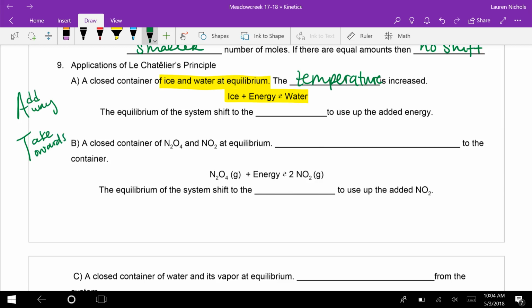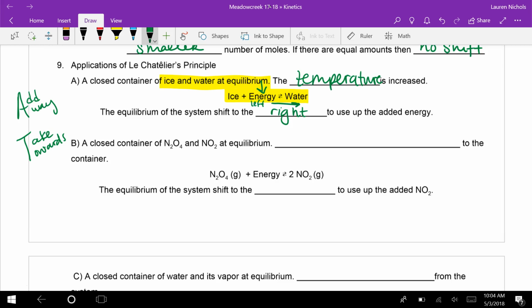So if I add heat, which is here on the left side, then I will shift to the right, which is away from the left. So equilibrium will shift towards the right to use up the added energy. And so that means the amount of water, because it's on the right side, will increase, and the amount of ice will decrease because it's being used with that added energy.